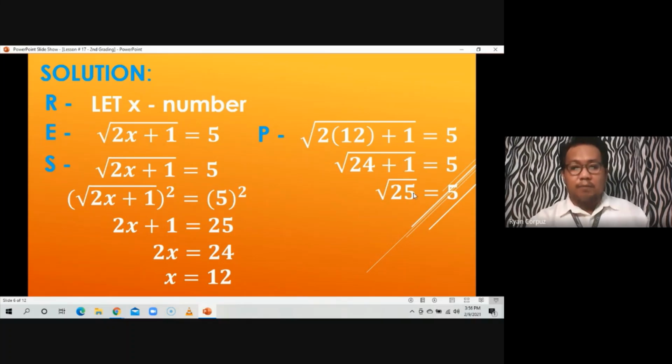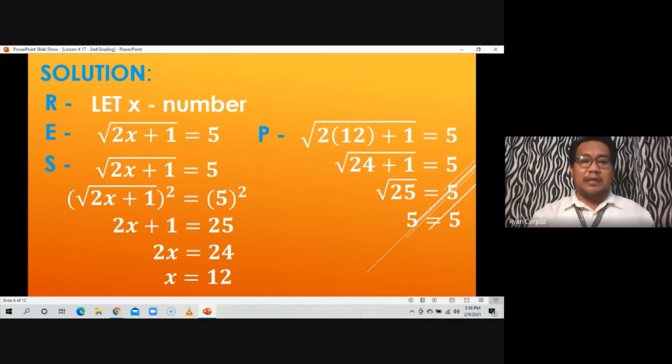And what is the square root of 25? The square root of 25 is a perfect square, right? The square root of 25 is 5, equal to 5. So nag-equal siya sa huli. So ibig sabihin, the value of x, which is 12, is really the solution that we are looking for. It's because it satisfies the condition in the problem.